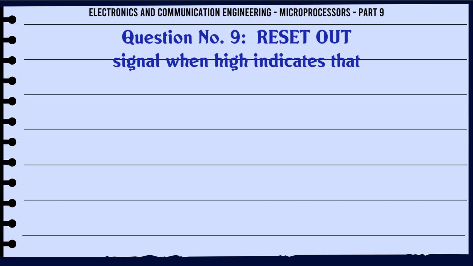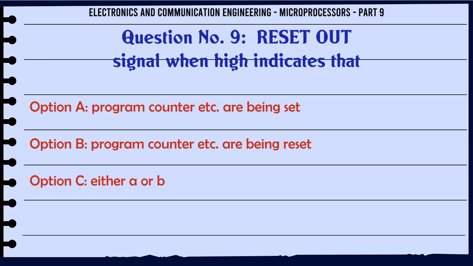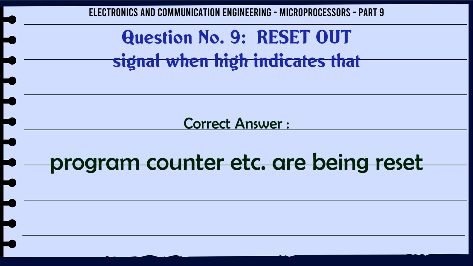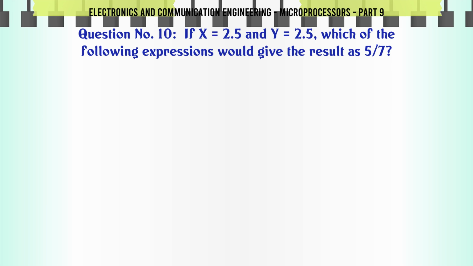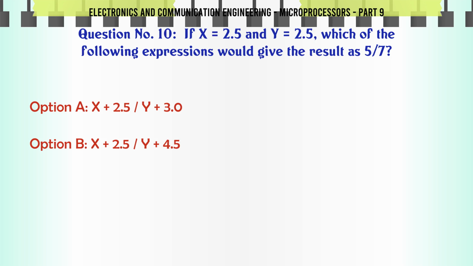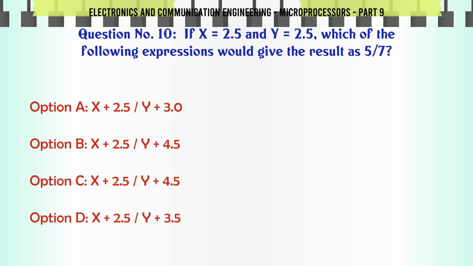Reset out signal when high indicates that A. program counter etc. are being set, B. program counter etc. are being reset, C. either A or B, D. none of the above. The correct answer is program counter etc. are being reset.